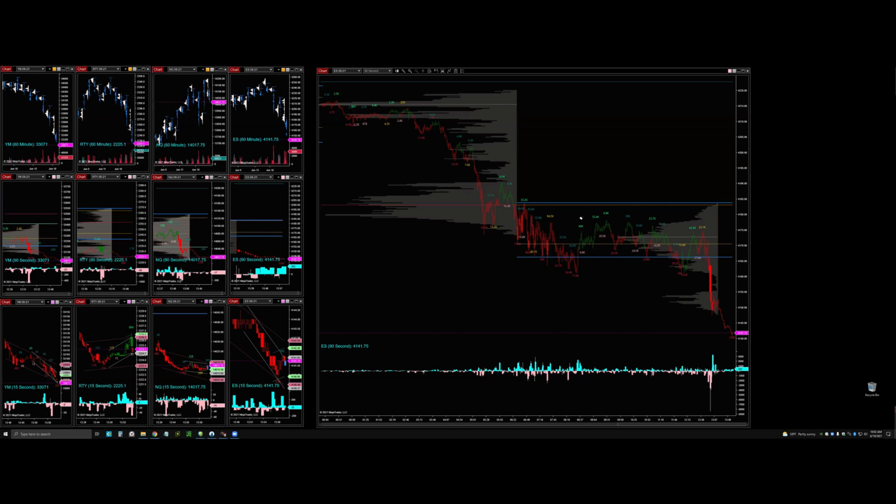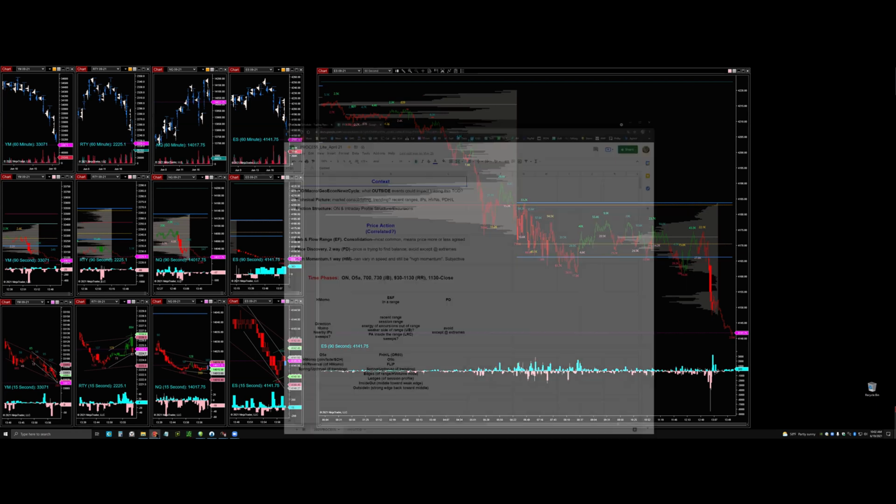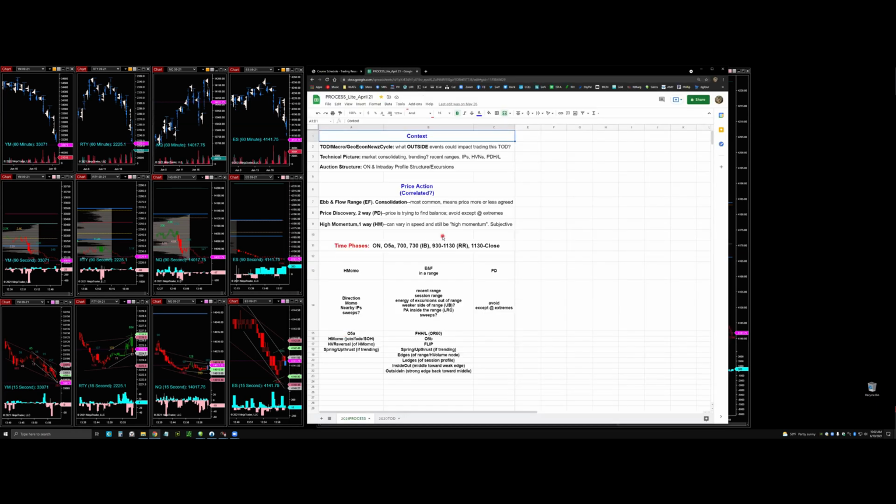Sometimes it's just operator error. The beauty of an approach like this, using a process like this, is I've traded this same way for 25 years, and it's a twist on what I've done for all 40 years or all 48 years.